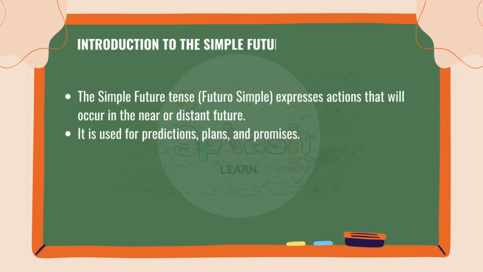The simple future tense, or futuro simple, is used to talk about actions that will happen in the future. This tense allows us to express plans, predictions, and promises. Think of the simple future tense as a way to talk about things we will do or expect to happen, whether it's tomorrow, next week, or even further into the future. Let's explore how this tense is formed and used.